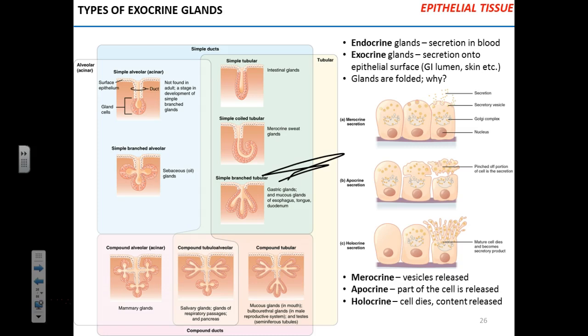Endocrine glands secrete into the blood, right? Exocrine glands secrete outside. Give me an example of the outside. Sweat, but what else? Where else can exocrine glands secrete? It's not technically an exocrine gland, it's mucus cells. Okay.